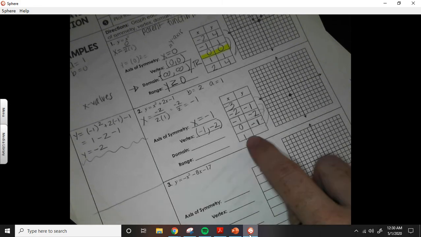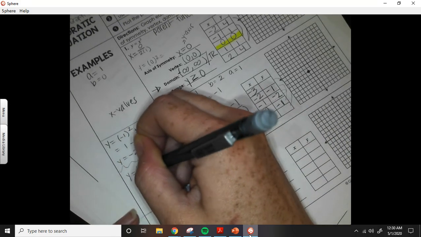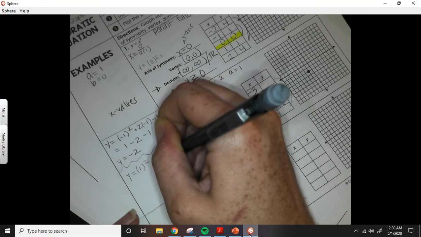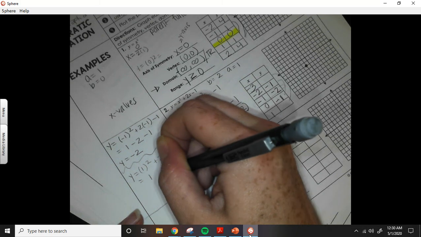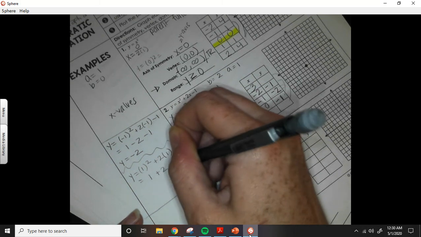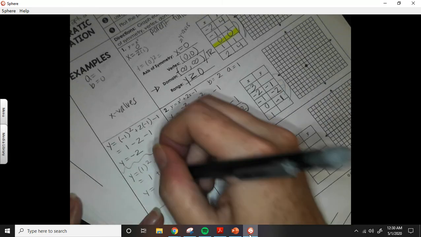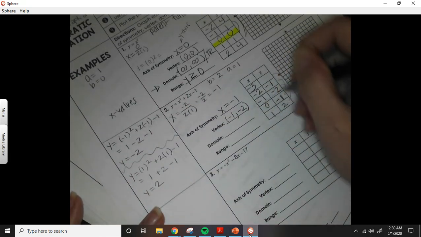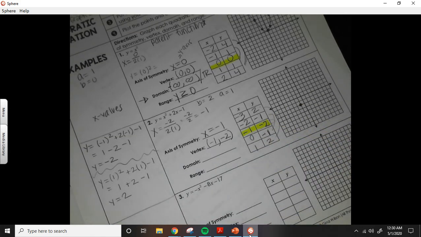Okay, if we plug in 1, let's see, y equals 1 squared plus 2 times 1 minus 1. So that means this is 1 plus 2 minus 1. Y would equal 1 plus 2 is 3. 3 minus 1 is 2. So that means that this is 2 as well as this one. These are all the same. This is your vertex.